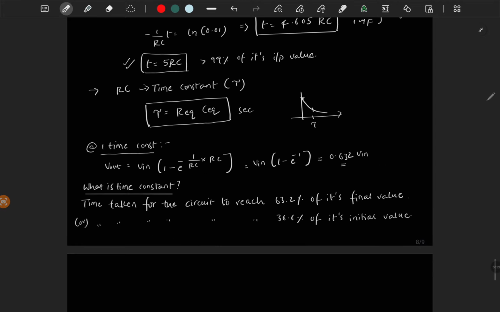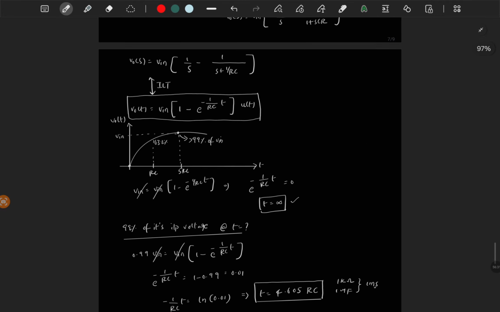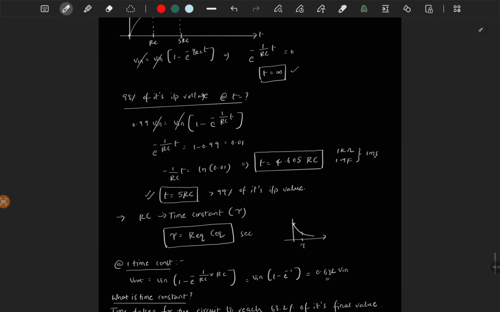I think this is good enough for today, and we can solve more complex circuits as we go further.